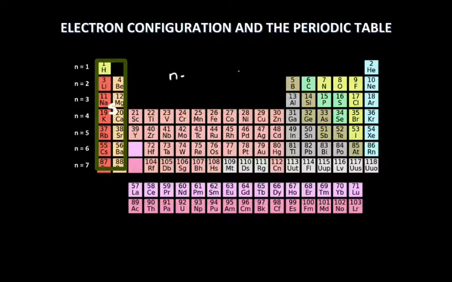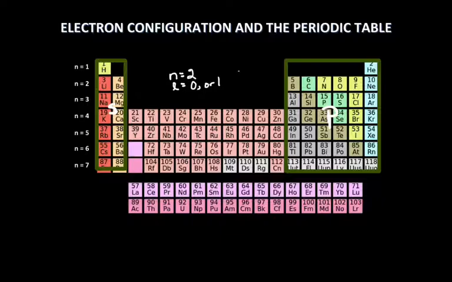So when n equals 2, when we hit the second period, l can be 0 or 1. And if l equals 0, we're filling an s orbital, and we've already talked about where those are. But if l equals 1, now we're filling a p orbital. And there are 3 p orbitals that hold 6 electrons, and those 6 electrons are in this section of the periodic table. So this is where we're filling the p orbitals.